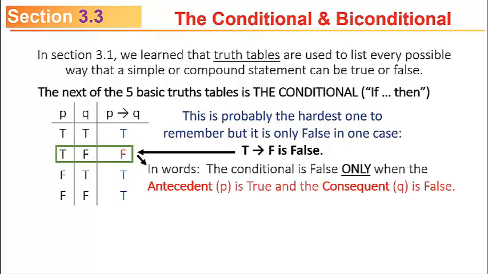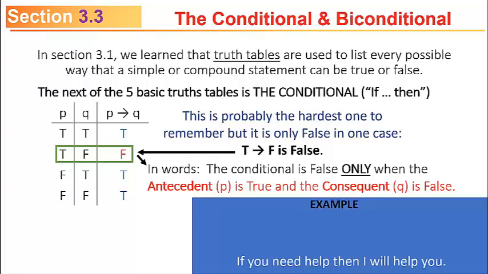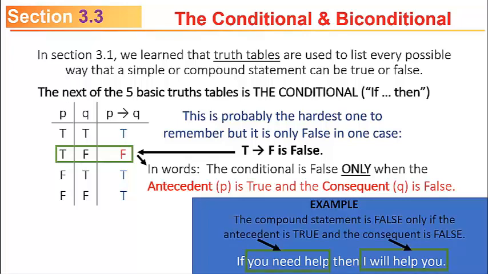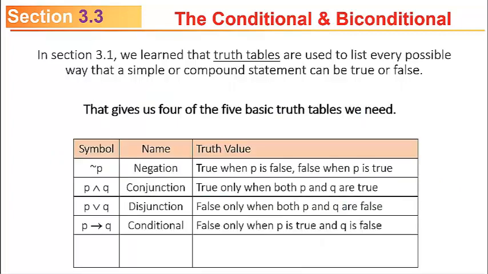You might say this in words: a conditional is false only when the antecedent, sometimes that P is called the antecedent, is true and the consequent is false. Antecedent is the P and consequent is the Q. For example, if I gave you the statement, "If you need help, then I will help you," this compound statement is false only if the antecedent is true and the consequent is false. If you need help is true, I will help you is false, produces a false compound statement here. It's the only case where it's false.